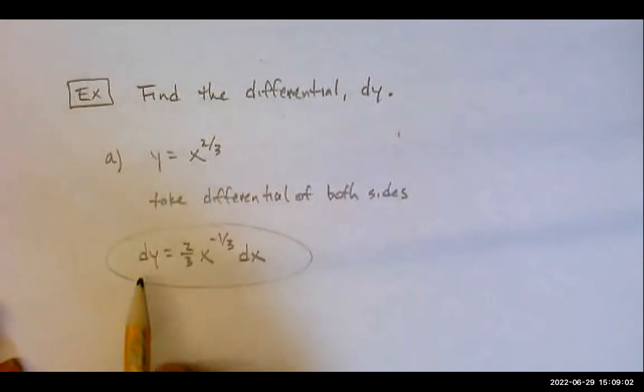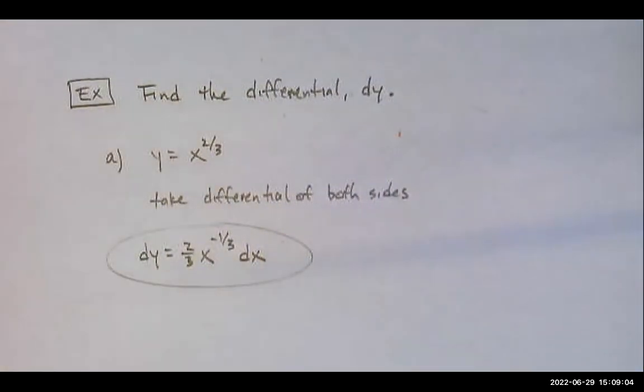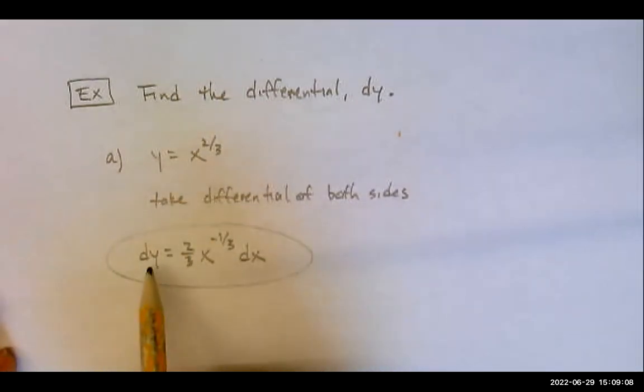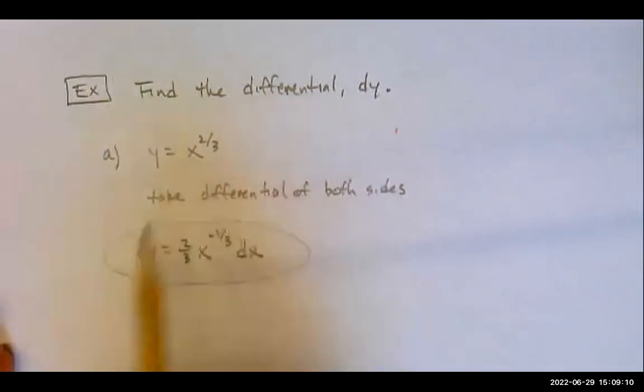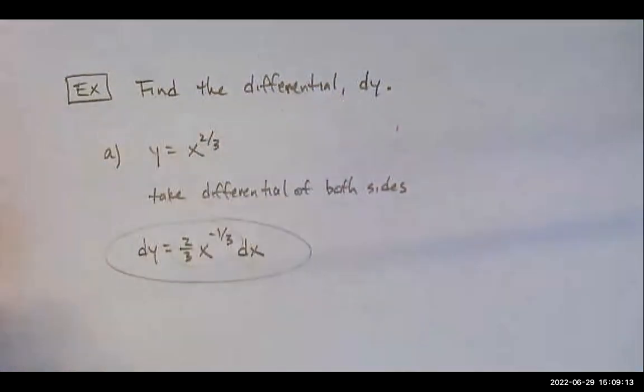And that's it. We've got the differential dy. dy equals 2/3 x to the negative 1/3 times dx. Notice it's dy times the derivative of our function, then times dx.